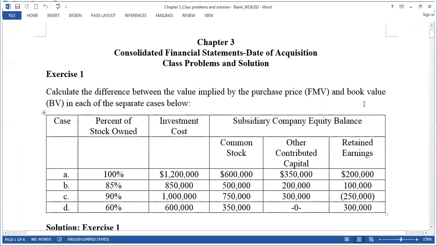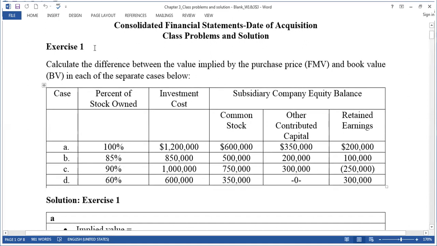Good morning, everyone. So today I'm going to solve 5 questions from chapter 3. These questions are the total overview of this chapter actually. So this is the first question.